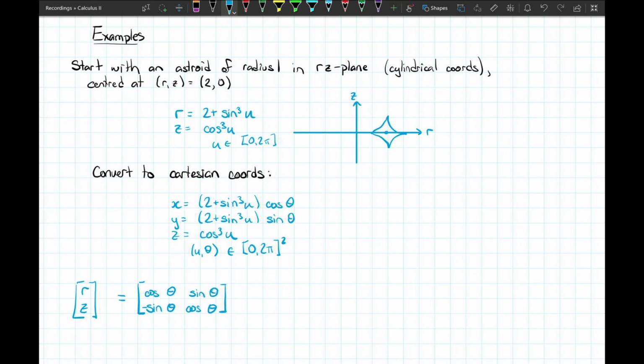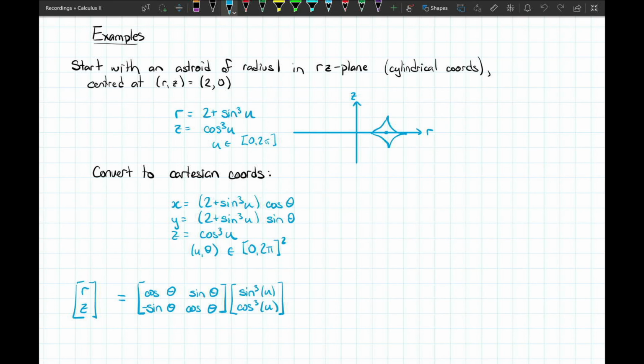And if we want to rotate counterclockwise by some angle theta, we multiply by the matrix cosine theta, negative sine theta, sine theta, cosine theta. And I'm going to apply that rotation matrix to the parametric equations for the asteroid of radius 1 centered at the origin.